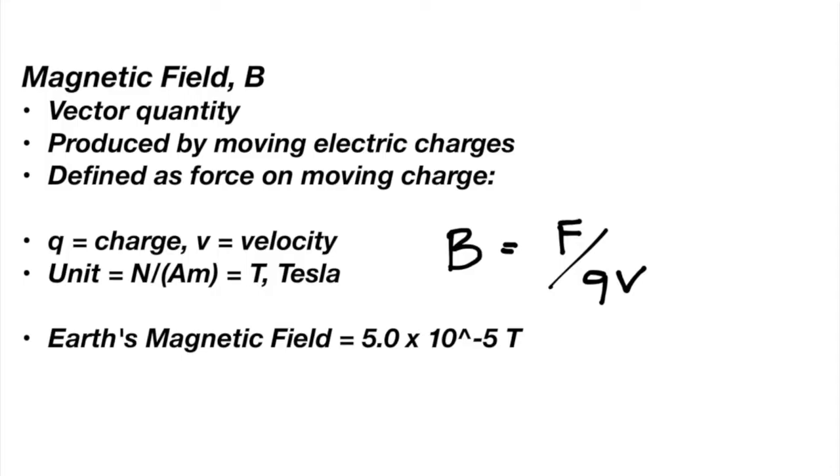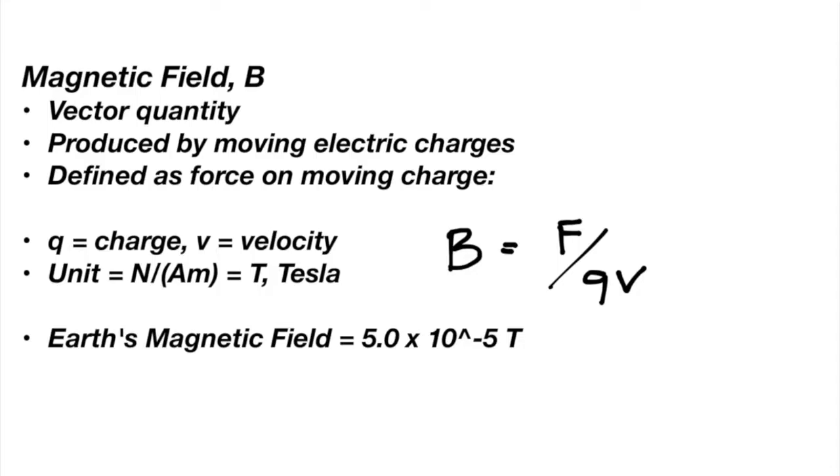Magnetic fields are vector quantities, meaning they have a magnitude or a strength and a direction. So magnetic fields are produced by moving electric charges and as such are defined as the force on a moving charge, which is why for the equation for magnetic field you'll see it is equal to force divided by Q times V, which is the charge as it is moving with a velocity V.